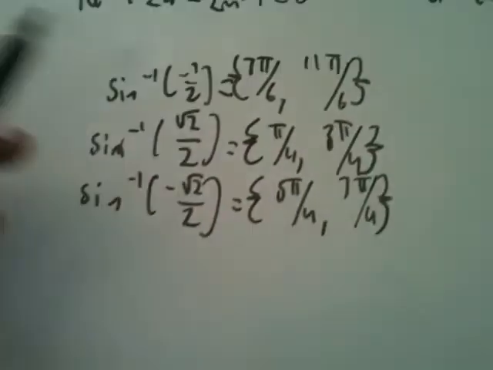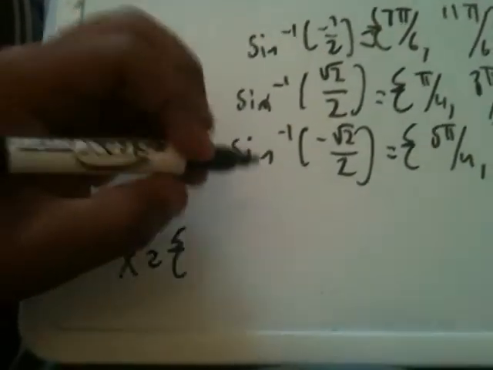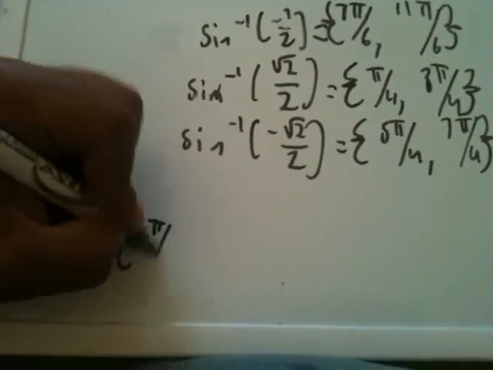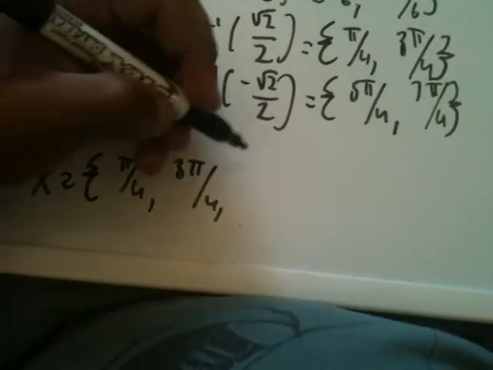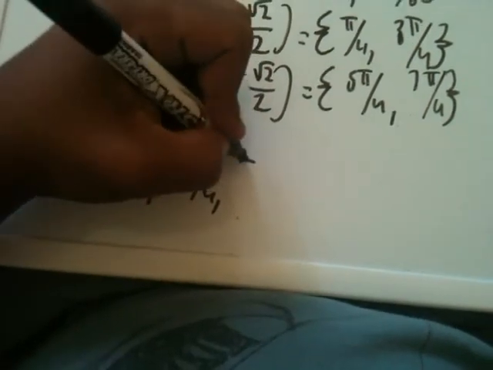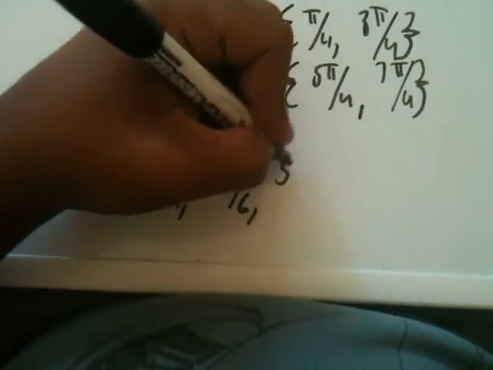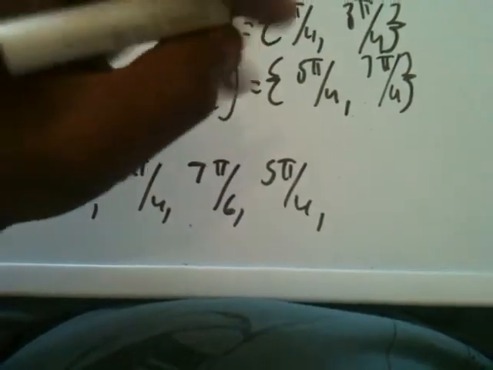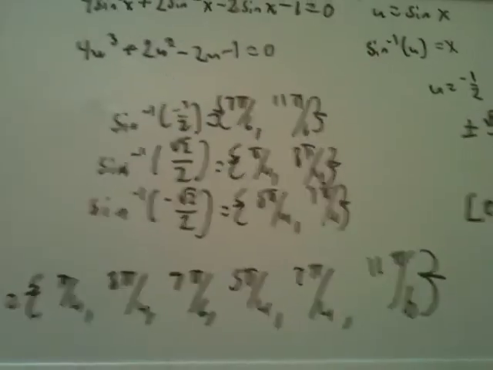So this would be all of our x's. I'm going to list these in order on the unit circle going counterclockwise from 0. Our answers are pi over 4, 3 pi over 4, 7 pi over 6, 5 pi over 4, 7 pi over 4, and 11 pi over 6. And those are all our answers.